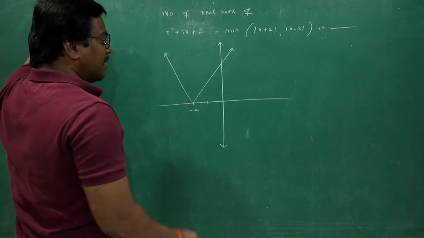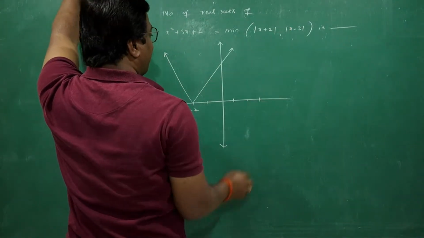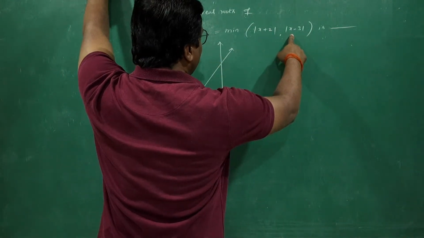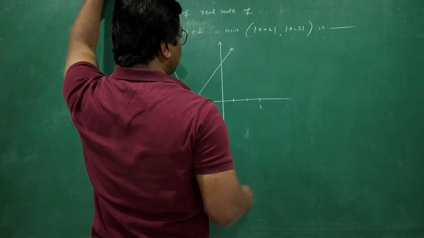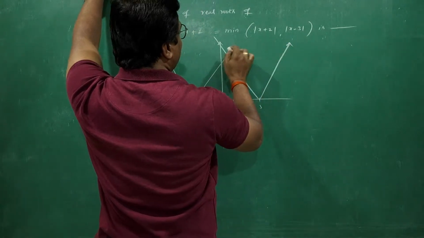Next, mod x minus 3. Again a V-shaped graph, with a sharp edge at 3. When you write 0, it becomes 3. For the previous one, when you write 0, it becomes 2. So this is the graph.